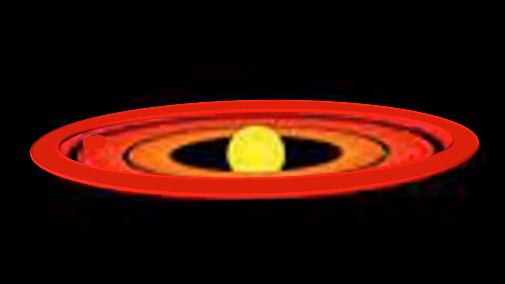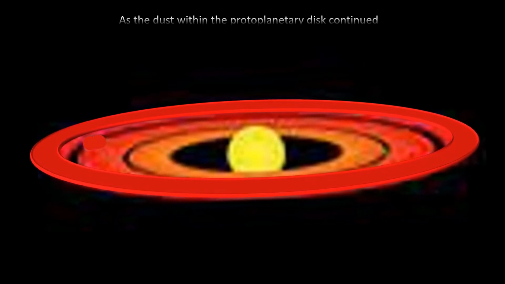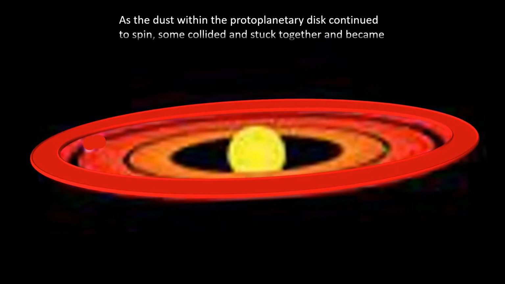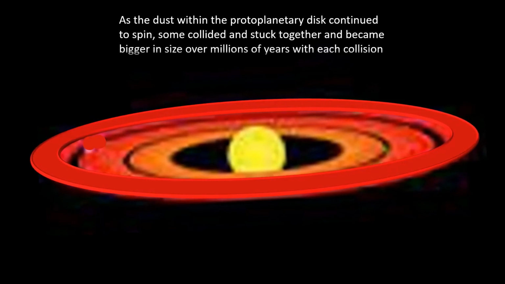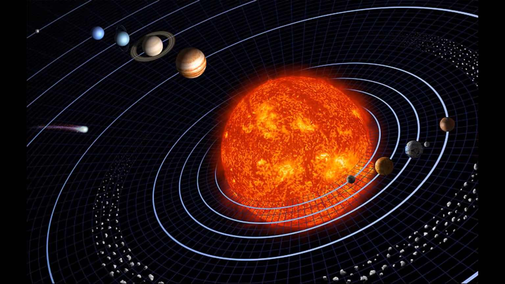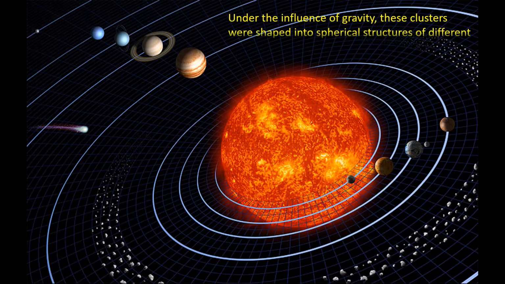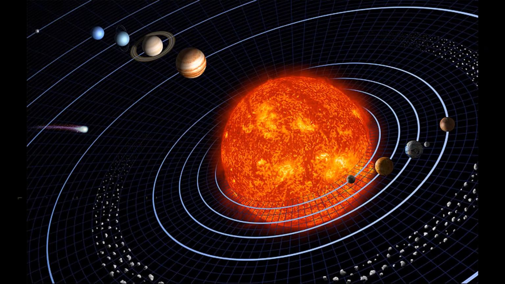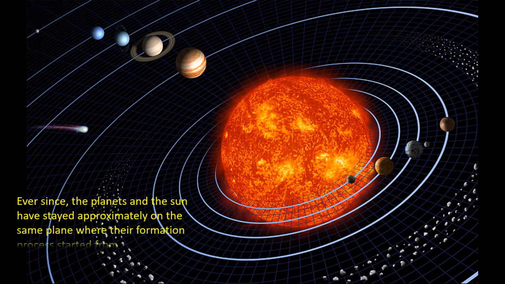As the dust within the protoplanetary disk continued to spin, some collided and stuck together and became bigger in size over millions of years with each collision. Under the influence of gravity, these clusters were shaped into spherical structures of different sizes, which we know as planets today. Ever since, the planets and the sun have stayed approximately on the same plane where their formation process started from.